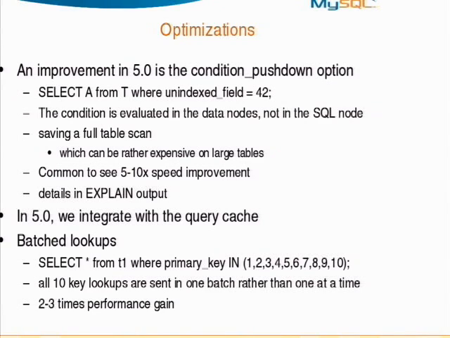In 5.0, we also integrate with the query cache, so you can use the query cache to cache queries that are querying cluster tables. That works well. We also do batch lookups. So when you do select star from T1 where primary key is in a whole range or list, instead of asking the data nodes what's primary key 1, 2, or 3, we'll just grab those in one chunk and send them down in one query. And you get batched lookup, which gets about 2 to 3 times performance gain over what we had in 4.1.